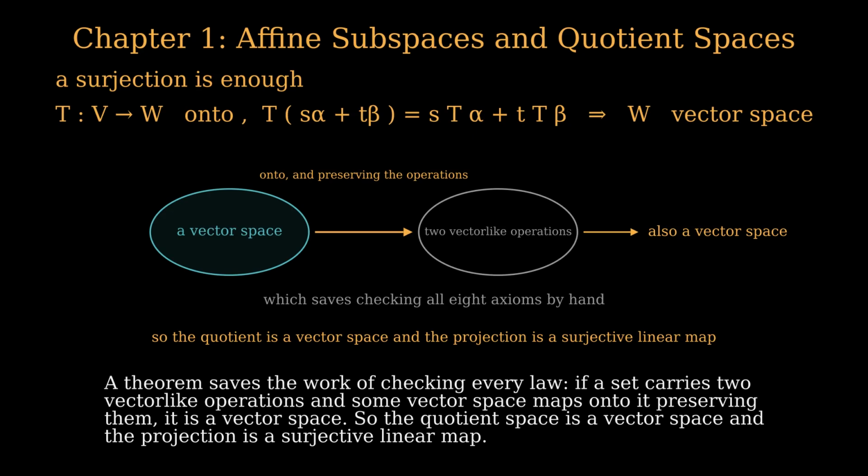A theorem saves the work of checking every law. If a set carries two vector-like operations and some vector space maps onto it preserving them, it is a vector space. So the quotient space is a vector space and the projection is a surjective linear map.